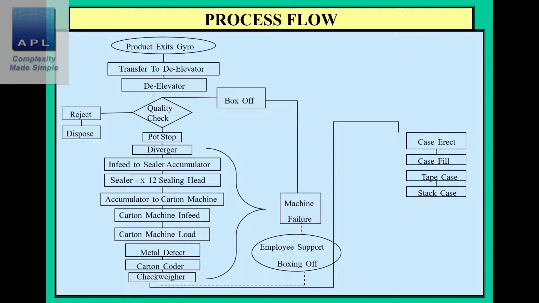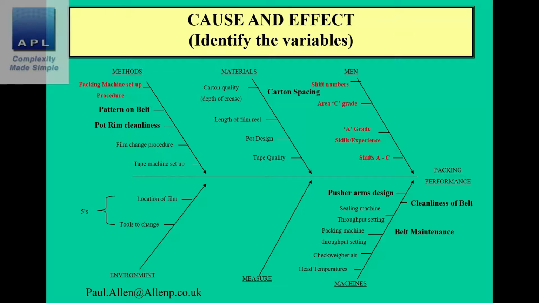Process flow, cause and effect. Okay, so very straightforward. Again, in the red, these are the variables that they decided to tackle. These are the important variables that they decided to tackle first. But you can see, let's have a look what we've got here. Again, this is their first project.